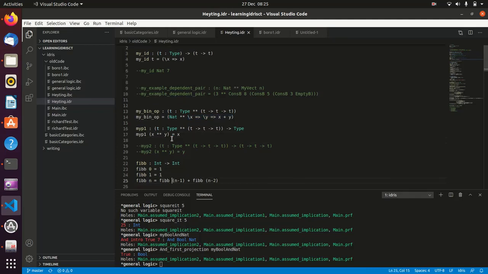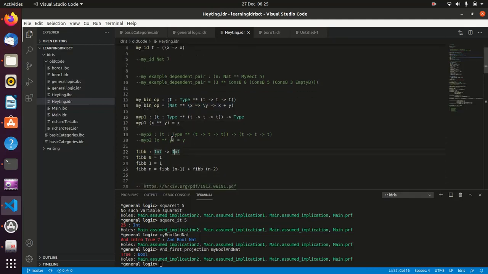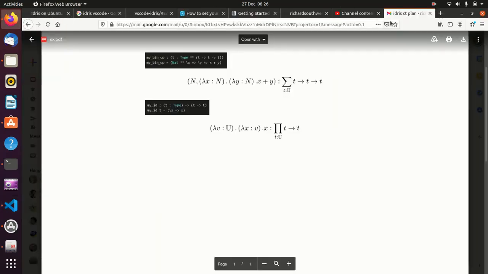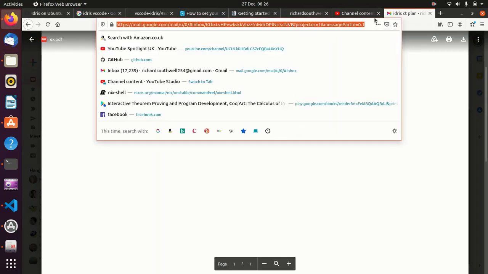And you can do the usual things with recursion. For example, here I'm implementing the Fibonacci numbers. So, that's like a 5-minute introduction to Idris. Now I want to talk about the implementation of category theory in this.